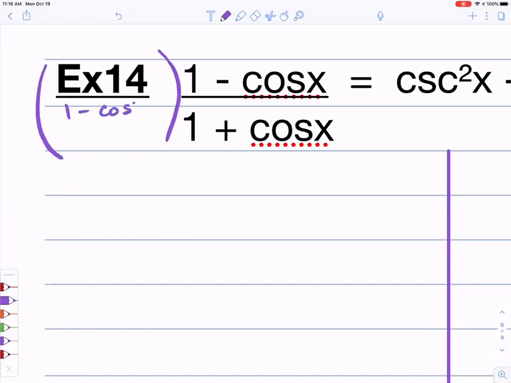1 minus cosine of x over 1 minus cosine of x. Why is that legal? It's equal to 1. Multiplying by 1 doesn't change things. Okay. Now, look at the denominator. When you multiply the denominator, what do you end up with?